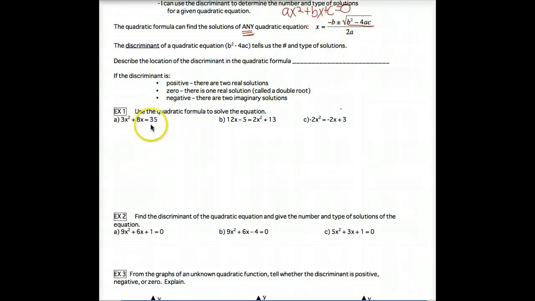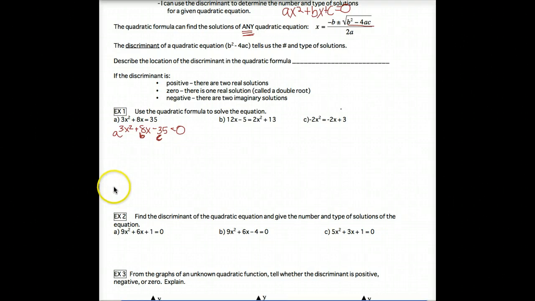So this one over here, I need to subtract the 35 first, so I'll rewrite it 3x squared plus 8x minus 35 is equal to 0. So a is always my coefficient of the squared term, b is the plain x term, and c is my constant term. So a is 3, b is 8, c is negative 35. The rest is, can you plug it in and can you simplify?